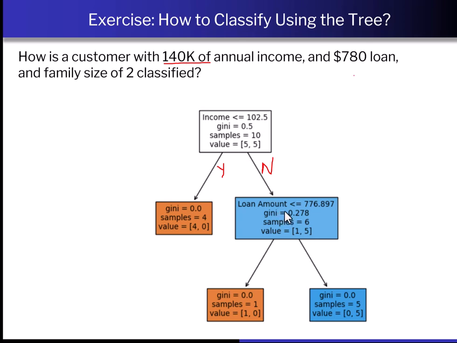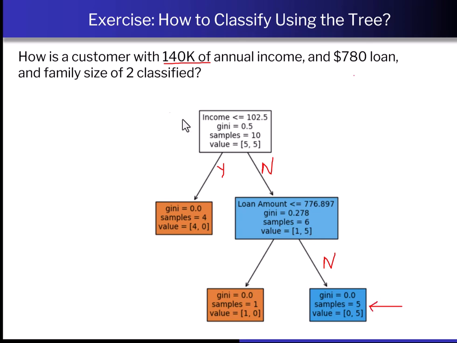And then comes the loan amount. So if the loan amount is less than 776, we are in the left branch here. If it is higher, we are going to be in the right branch. And the loan amount is given as 780, so we are in the right branch here. Answer is no. So the customer is classified as a blue group, which is an acceptor.